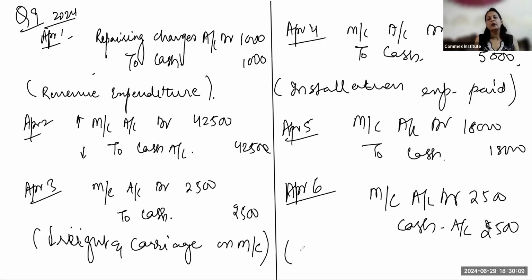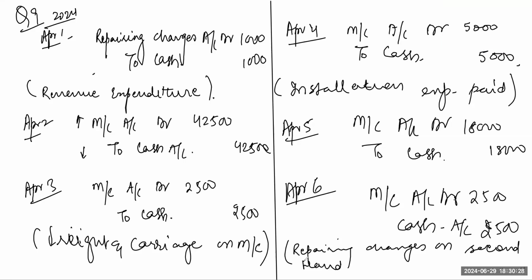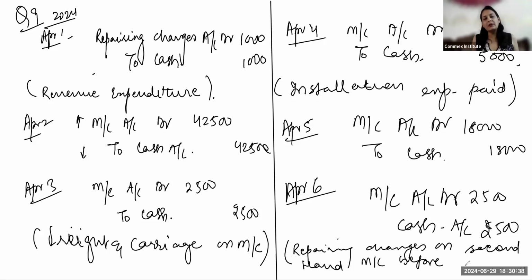Okay, so just write the narration of this last April 6 entry. Repairing charges on, write the narration, what I'm writing, repairing charges on second-hand machine. And for April 6, shouldn't we add the above machinery purchase amount with this repairing amount? Yeah, we'll add it for the depreciation purpose, but entries we'll have to pass in the chronological order. This is what you're saying? No, as in the amount side.